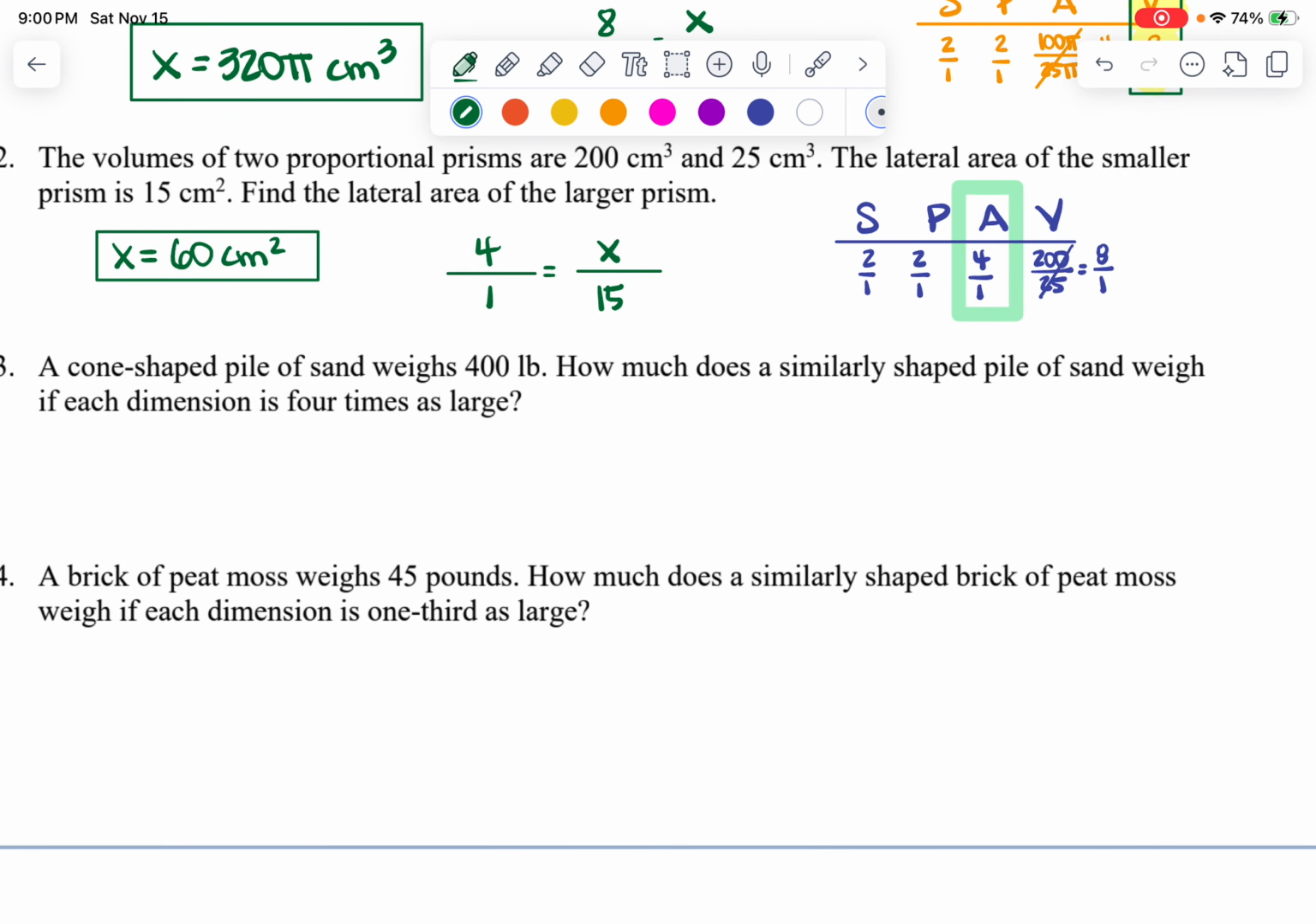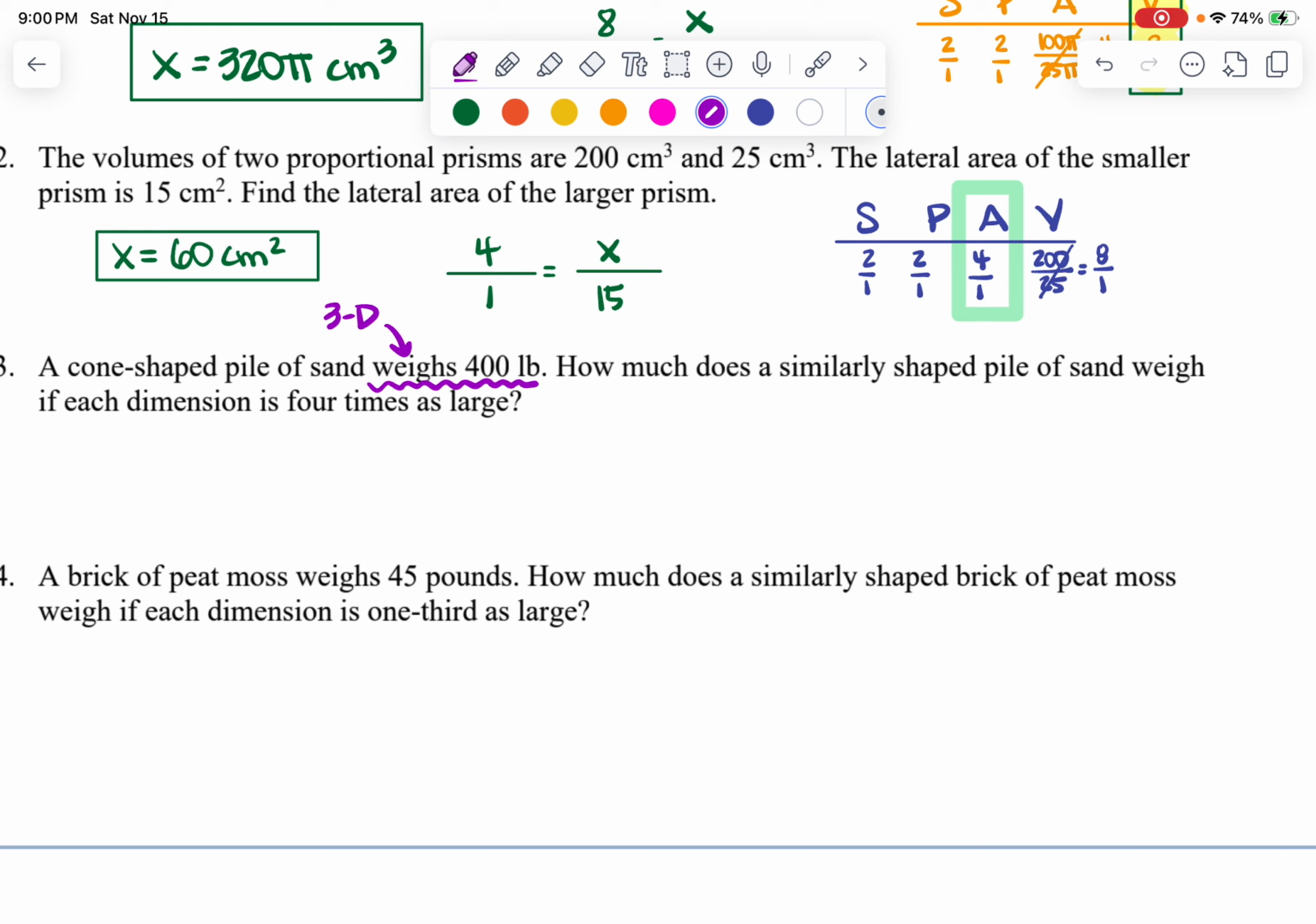It says a cone-shaped pile of sand weighs 400 pounds. Now, this one can be, I don't know, controversial might be a good word for it, because now we're talking about weight, right? Weight by nature is a form of mass, which is a form of volume. They're not all the same thing, of course, but it is a 3-dimensional measurement technically. So I just want to make sure I throw that in there.